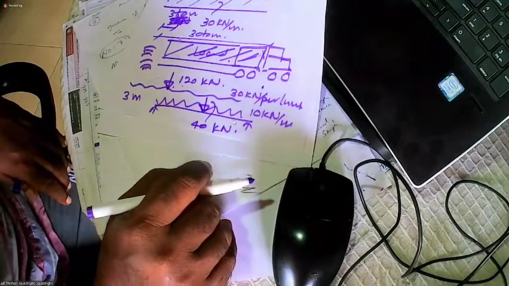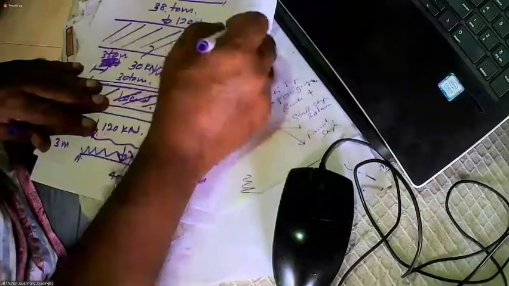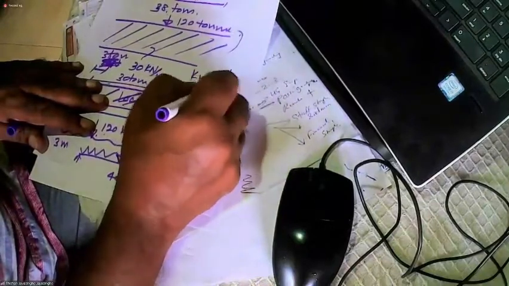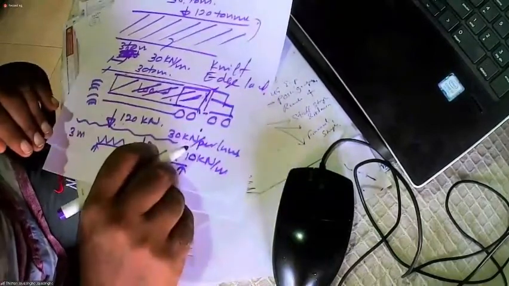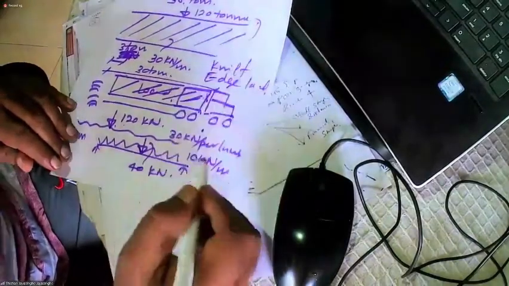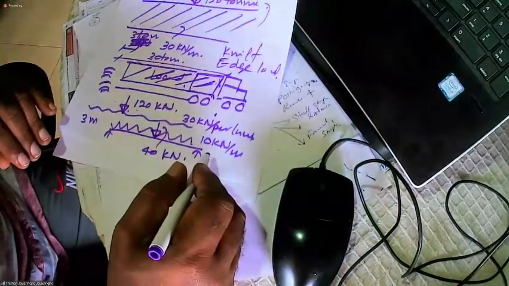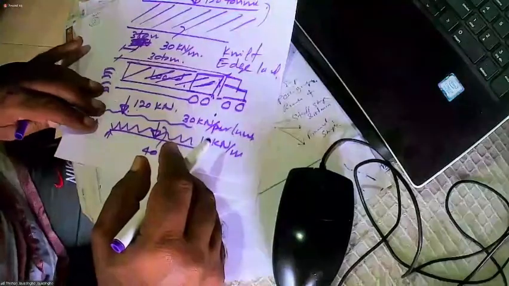The HB load is 30 kilonewtons per meter. It has a knife edge load. So this is called a knife edge load. And you get 30 kilonewtons per meter. What is that? That is the UDL. And then you have the knife edge load.